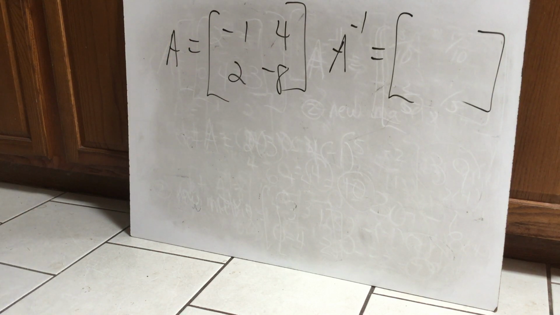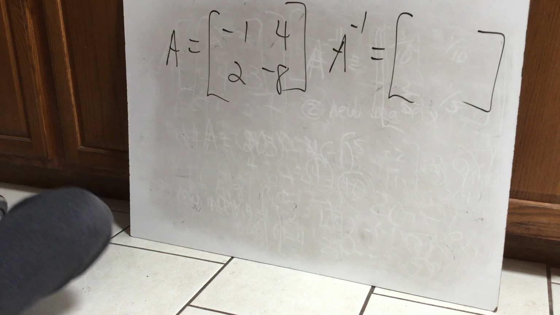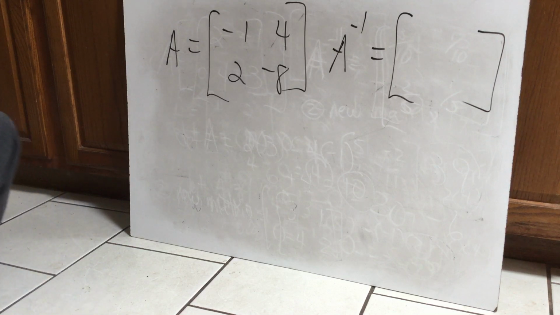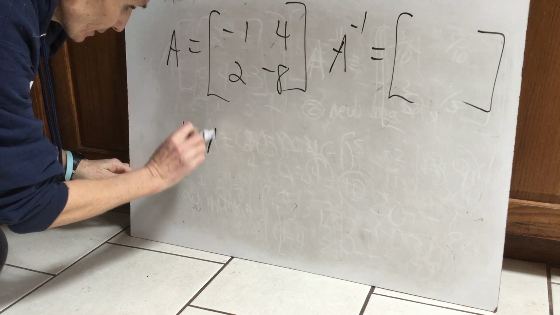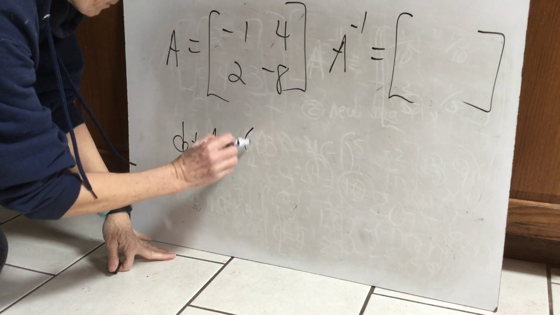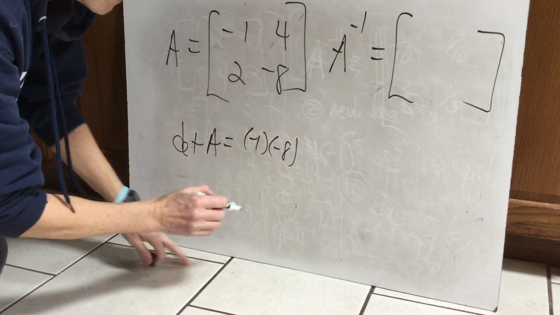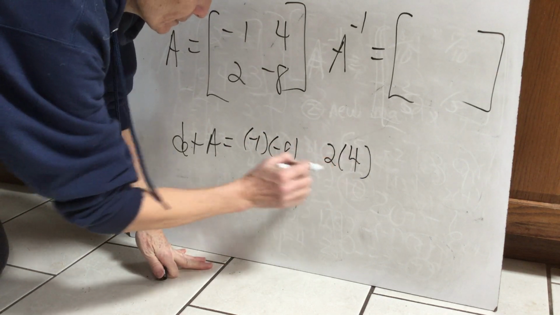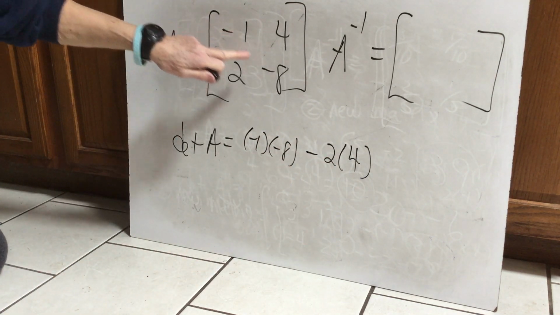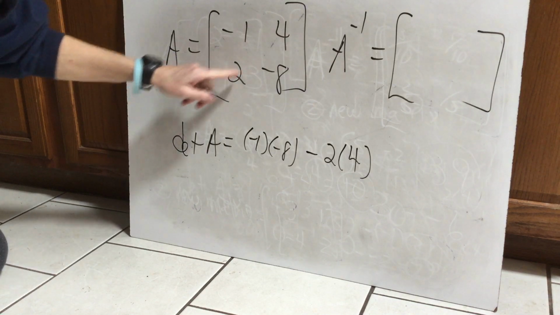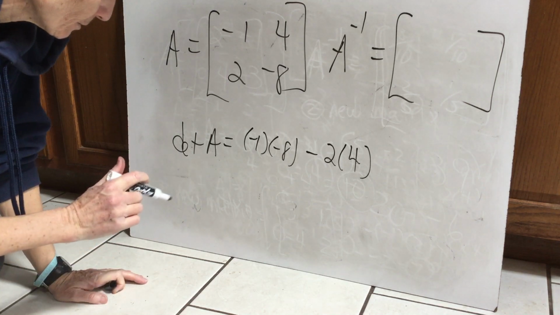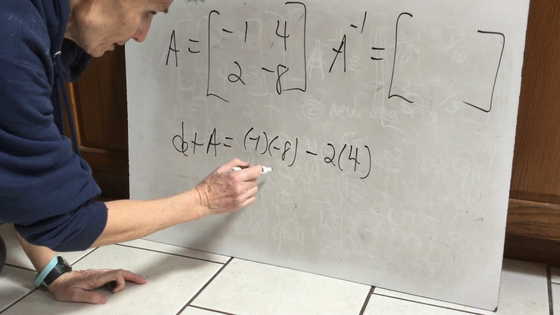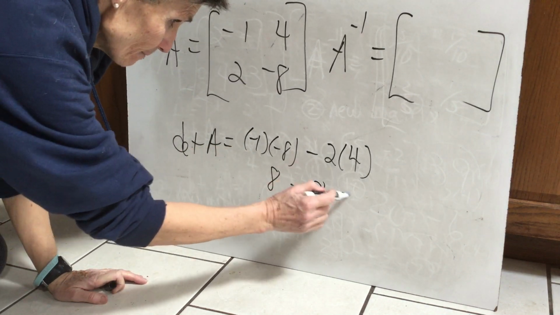So here we go. What do we do first? First, we're going to find the determinant. So what is the determinant of A? It'll be -1 times -8, 2 times 4, and subtract them. Uh-oh. Did you get 8 minus 8 or 0?